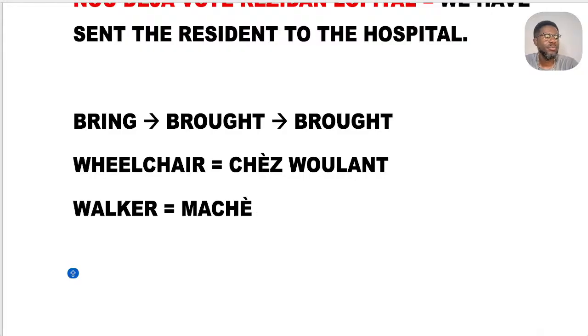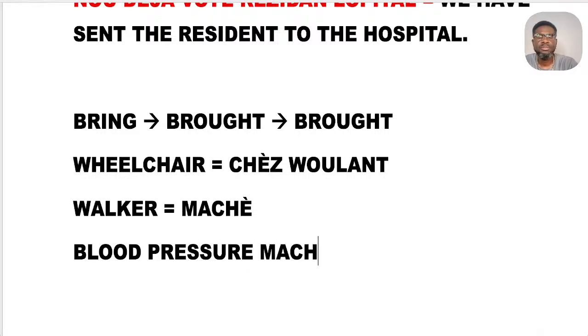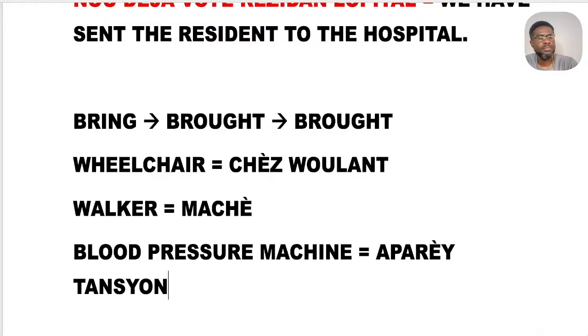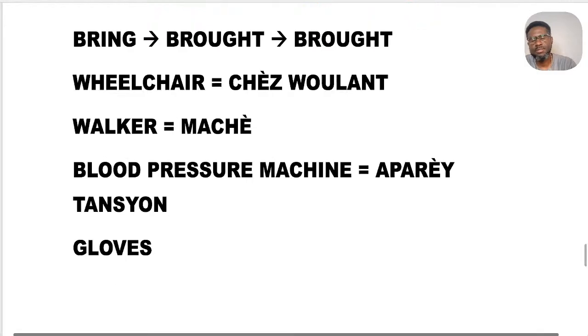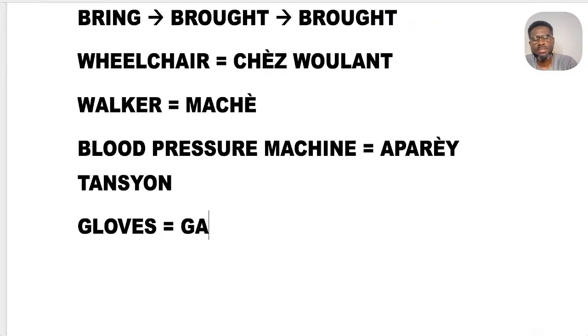We have what we call, like certain terms that we usually hear, blood pressure machine. Blood pressure machine, appareil de tension. All right. We have gloves, right? You know about gloves. Gloves, gants.